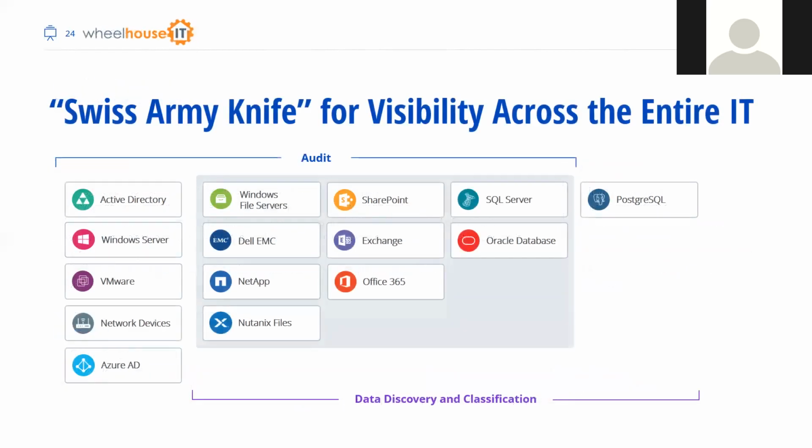So when we're looking overall at what Netrix and Wheelhouse can protect you for, it's basically various different applications inside of the infrastructure, detecting changes in anomalous behavior in Active Directory, file servers, all across a hybrid infrastructure into Office 365 and beyond, looking at numerous different sources as well, from EMC, NetApp, Nutanix files. So it gives you a nice breadth of coverage no matter what your environment looks like.